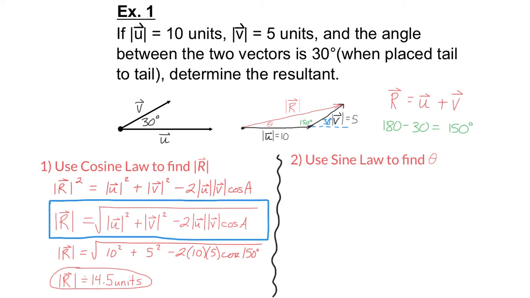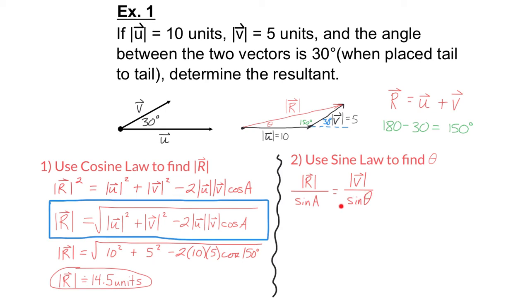If I look at my triangle, I now know an angle and the length of its opposite side, so I can use sine law to find out my missing angle, just like in the warm-up. Just using my generic labels here with sine law, the magnitude of R over the sine of the angle between U and V is equal to the magnitude of V over the sine of this angle theta that I'm looking for to get the direction of my resultant. So that's sine law right there.